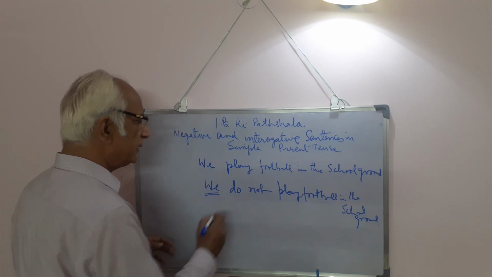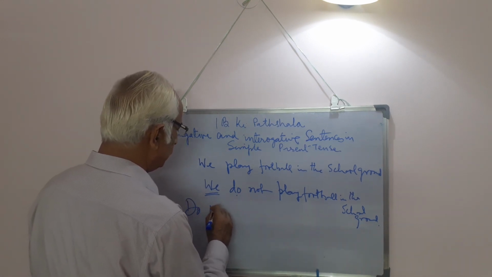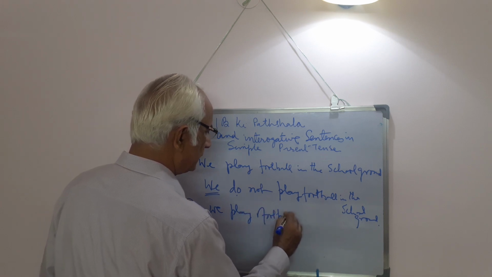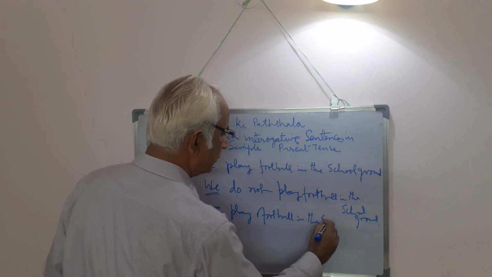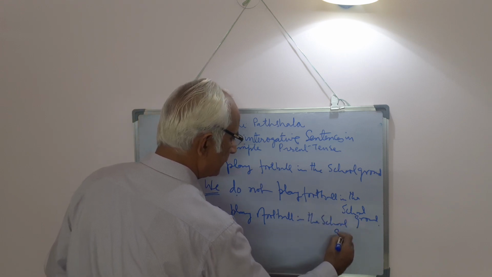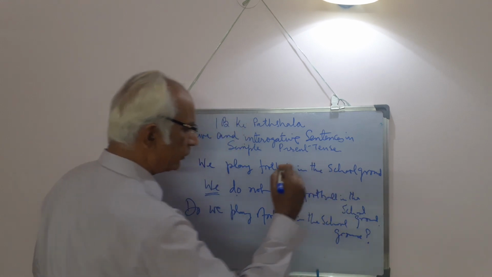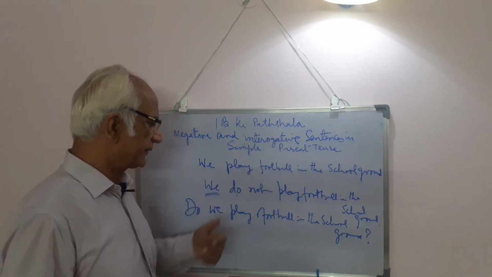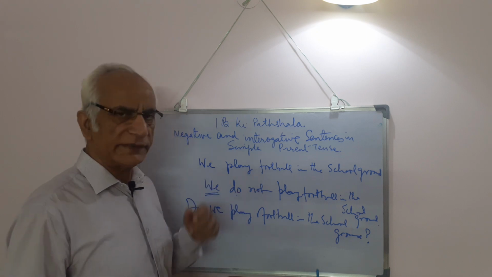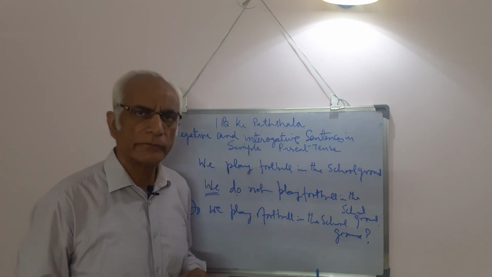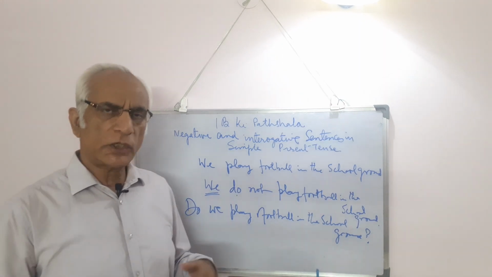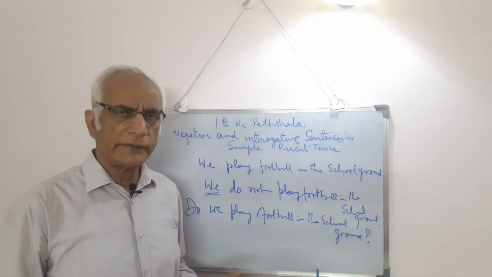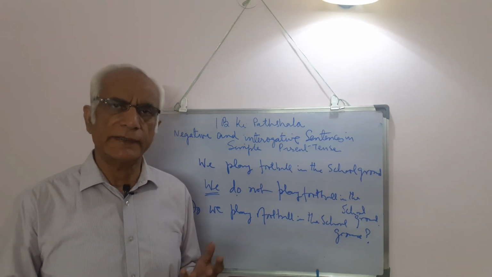And how do you make a question? You start the sentence with do. Do we play football in the school ground? And then this interrogative mark. So we are starting the sentence with do, it becomes an interrogative sentence. It's a question. Here, do not is a negative sentence. Here, it's a positive sentence. Okay? So you'll have to do a lot of practice, and then you will understand how you can frame sentences which are positive sentences, which are negative sentences, which are interrogative sentences.